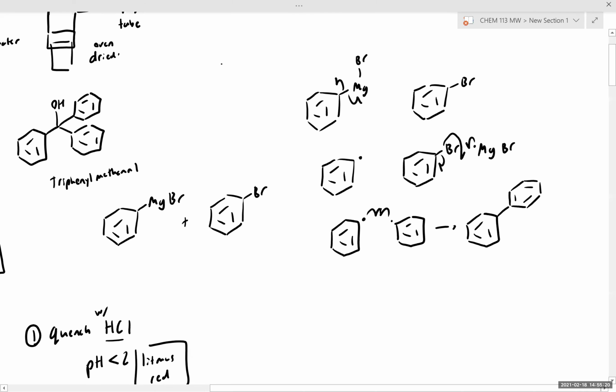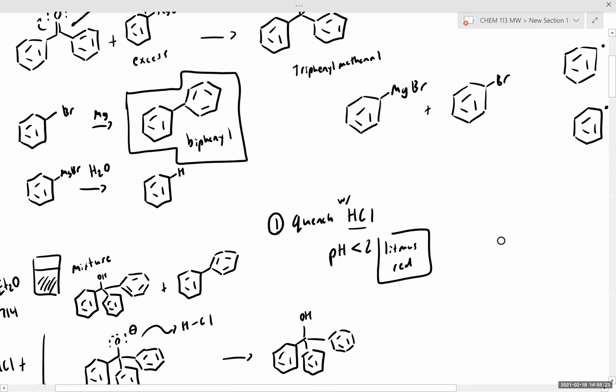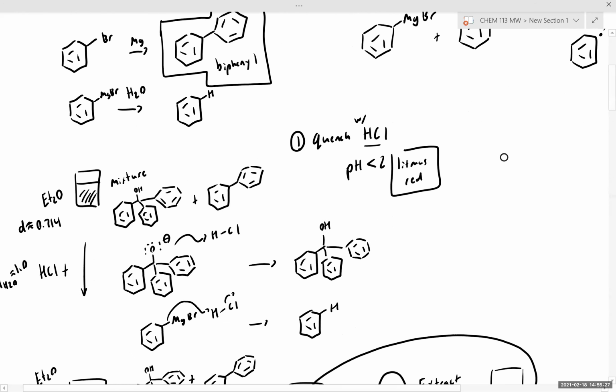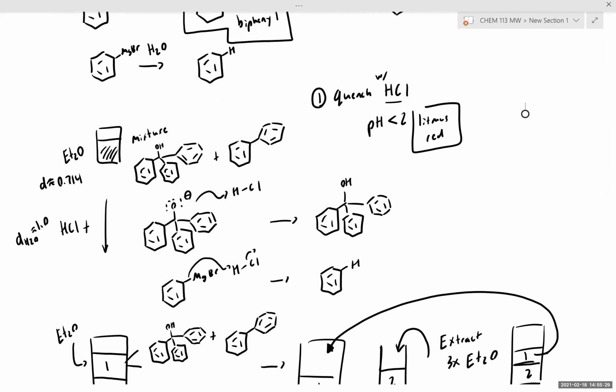Okay, so continuing on. Upon reaction of our benzophenone with phenylmagnesium bromide, we isolate our mixture containing triphenylmethanol and biphenyl in diethyl ether.